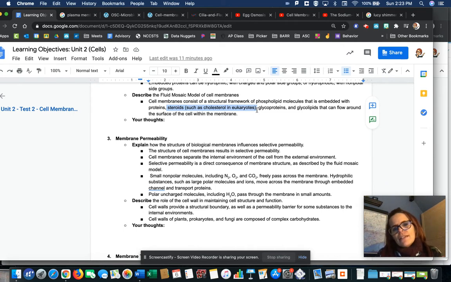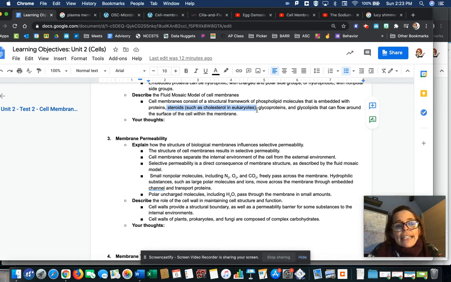It is embedded in the phospholipid bilayer, and it allows cell membranes to retain the right amount of fluidity depending on the temperature. So they prevent the lipid bilayer from getting too fluid in very warm temperatures, and they prevent the lipid bilayer from becoming not fluid enough in cold temperatures. So they moderate the fluidity of the lipid bilayer. So cholesterols within the lipid bilayer are good.